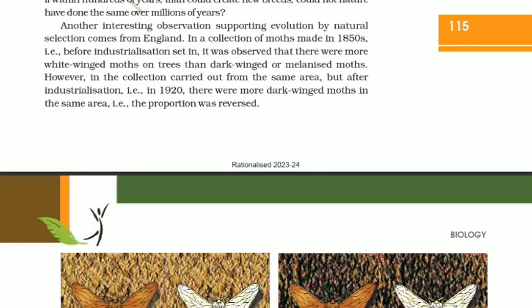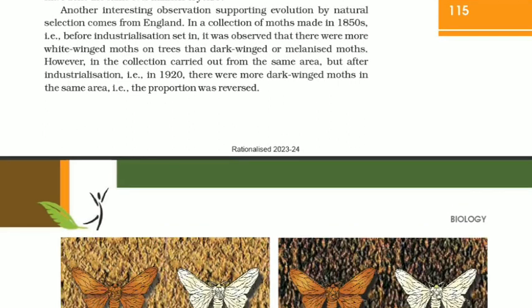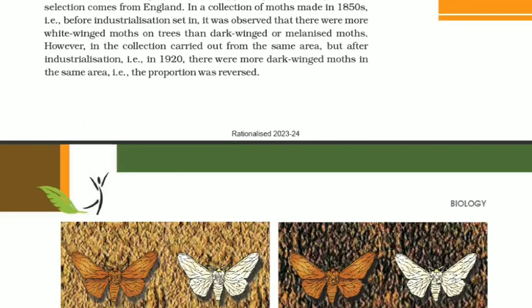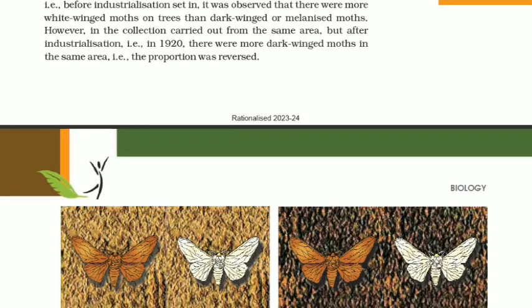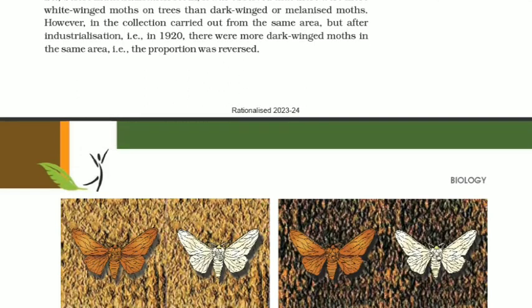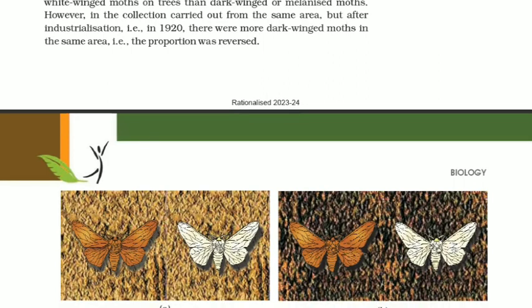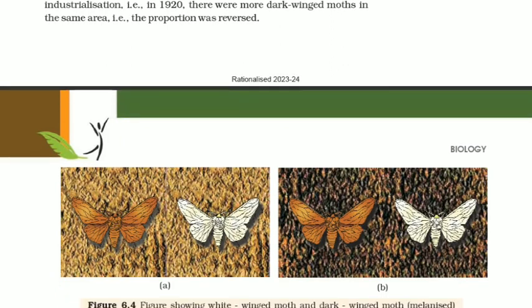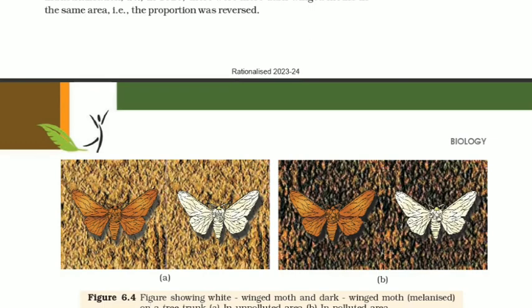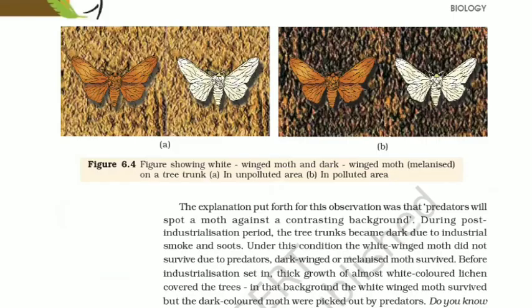Another interesting observation supporting evolution by natural selection comes from England. In a collection of moths made in the 1850s, that is before industrialization set in, it was observed that there were more white-winged moths on trees than dark-winged or melanized moths. However, in the collection carried out from the same area, but after industrialization, that is in 1920, there were more dark-winged moths in the same area. That is, the proportion was reversed.